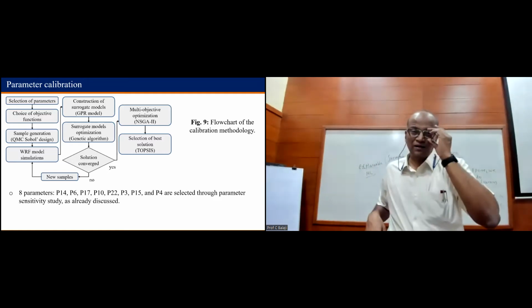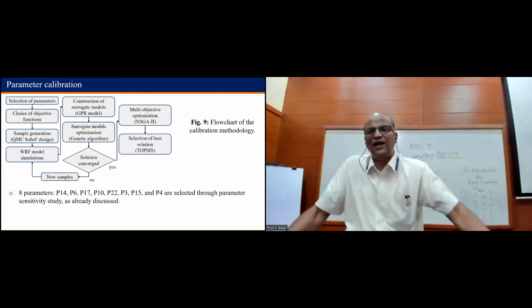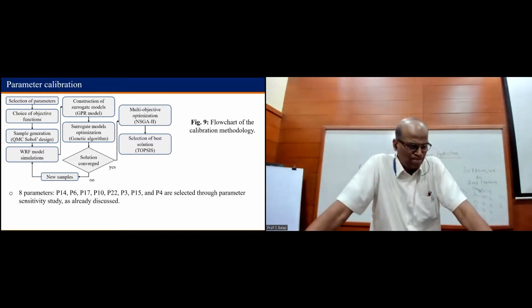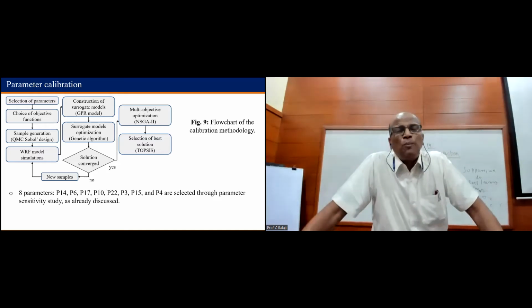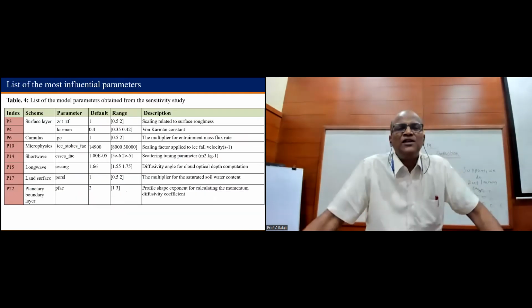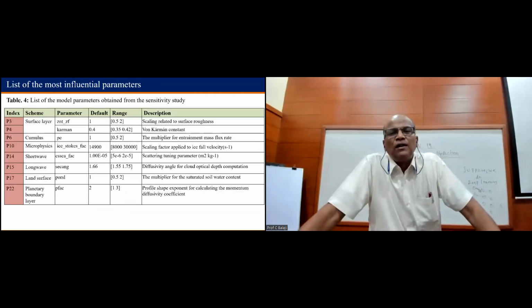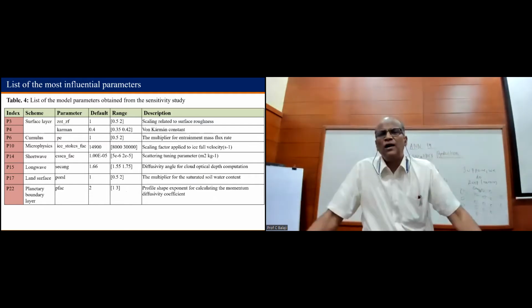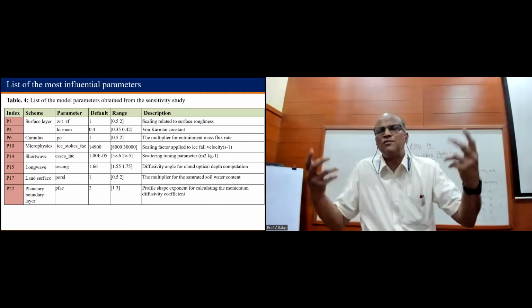But now, without the flowchart, I'll try to make it a little more clear. Suppose you want to play with the parameters. Let us say you want to play with the surface layer. 1 is the default, and the range is 0.5 to 2. How many values will you take? 0.5, 0.55, 0.65, 0.7, 0.8, 0.9.